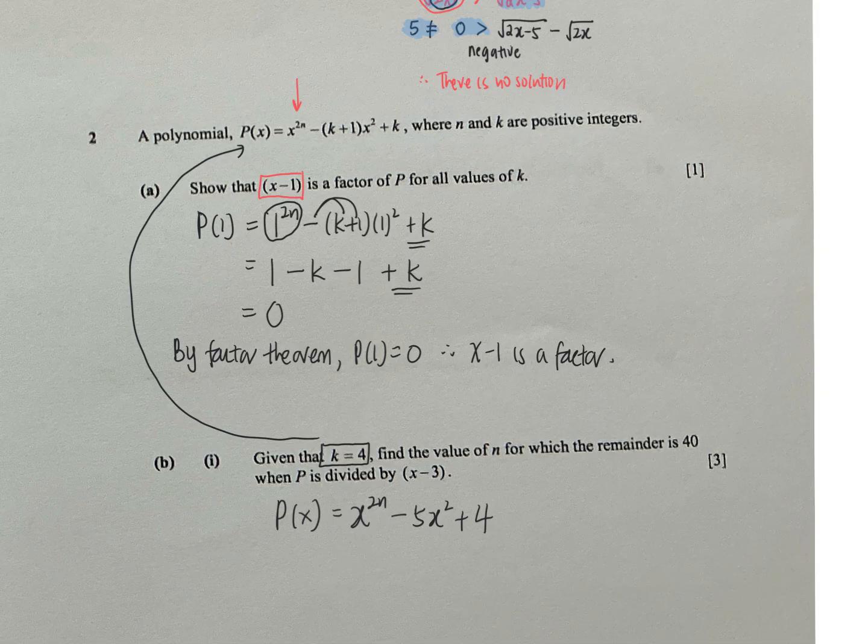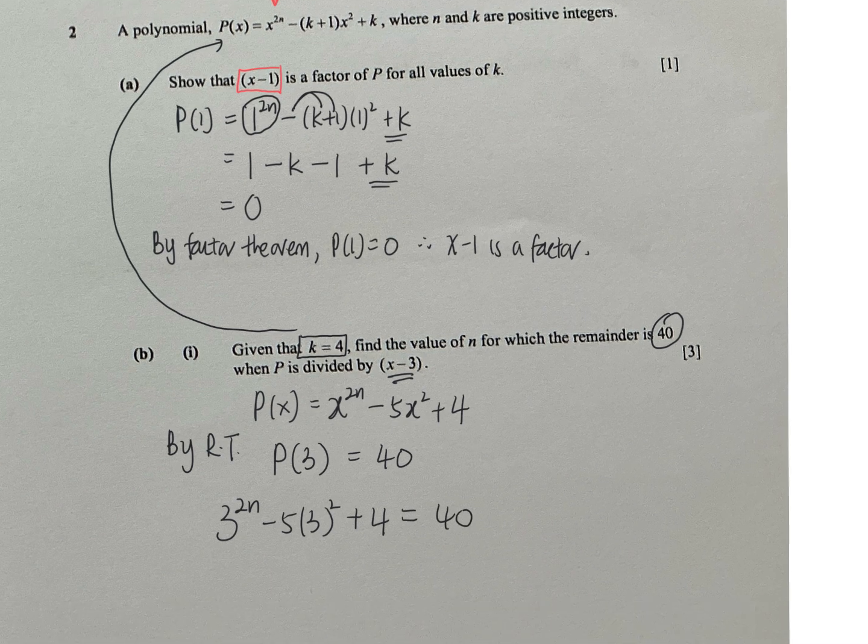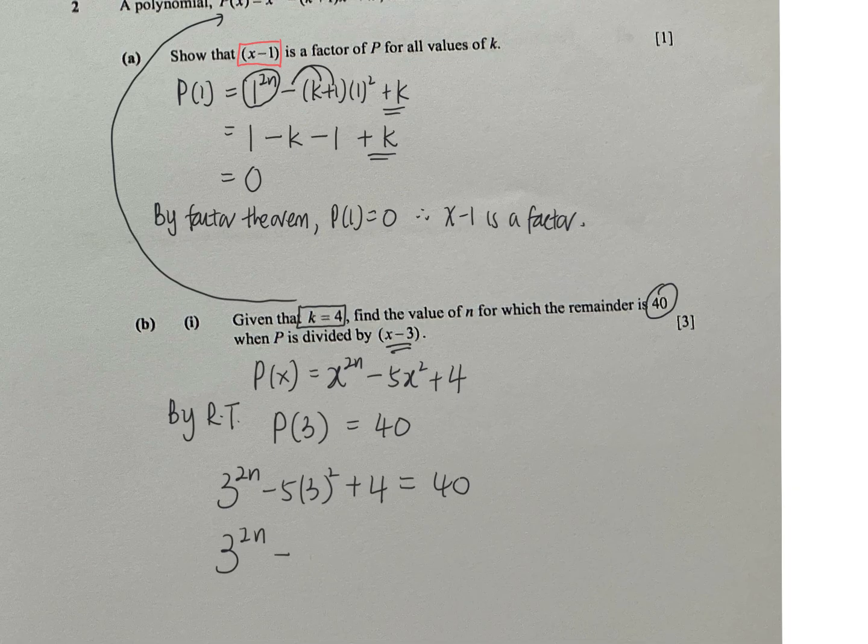Next, they tell me that the remainder is 40 if I sub in x as 3. So I'm going to use the remainder theorem. By the remainder theorem, if I sub in x as 3, they tell me the remainder is 40. So use whatever they give you and translate it into a statement. So now I put in my 3 into the equation and they tell me it's equal to 40. So I go and simplify. So this thing here is 45.